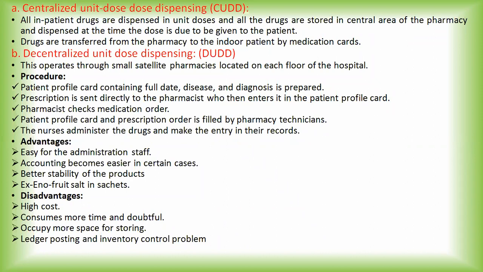Now see, here there is a difference. In centralized, the drugs are kept only at the centralized pharmacy store. Now this is the concept where at each floor a pharmacy is available, which we call a small satellite pharmacy, and there the drugs will be kept. So what will be the procedure? A patient profile card containing full data, disease and diagnosis is prepared.